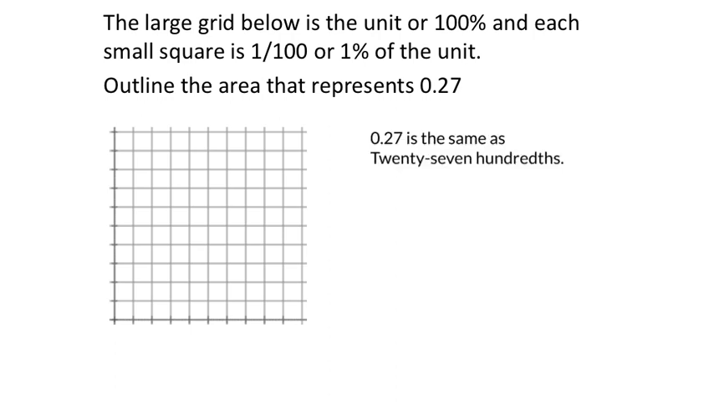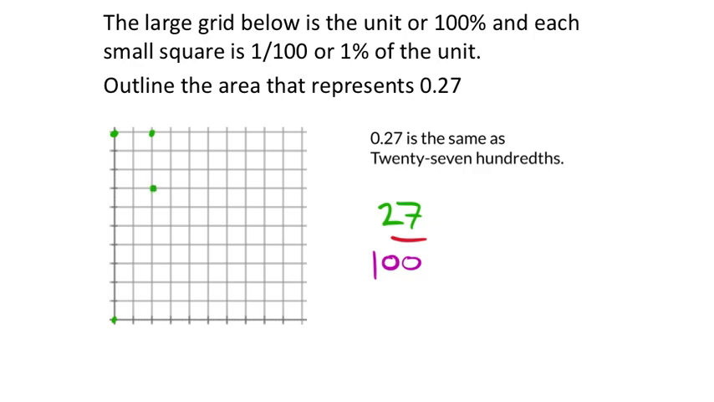So 27 hundredths would be 27 over 100 as a fraction, or again, the fraction itself reads 27 hundredths. We're going to need 27 of these, so let's see if I can do this again. I'm going to start here in this corner. I know I need two columns because each column is 10. So I'm going to click here, here, and here.